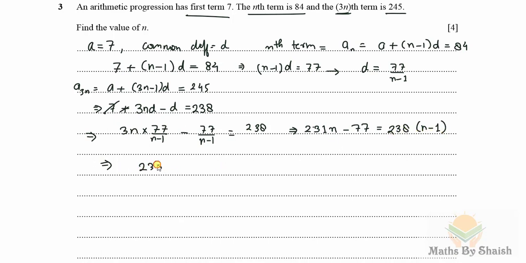It is 231n and 238(n - 1), so we transfer it there, and 238 minus 77 is equal to 238n minus 231n, and 238 minus 231 is 7, so it becomes 7n. And 238 minus 77 is 161, so 161 is equal to 7n, or n is equal to 161 over 7. 7 2s are 14 and 7 3s are 21, so the value of n is 23.